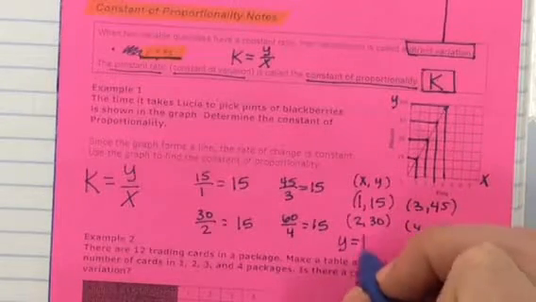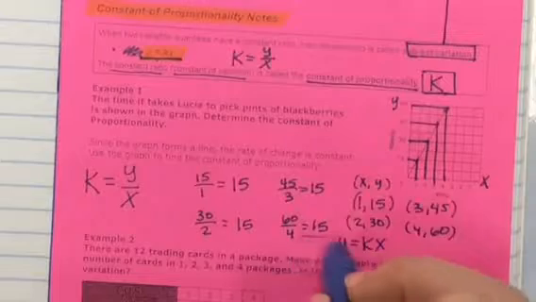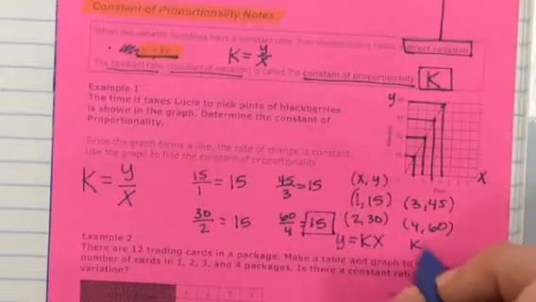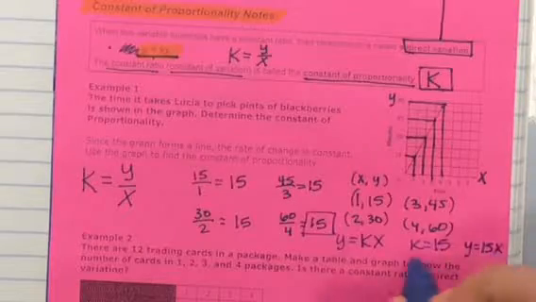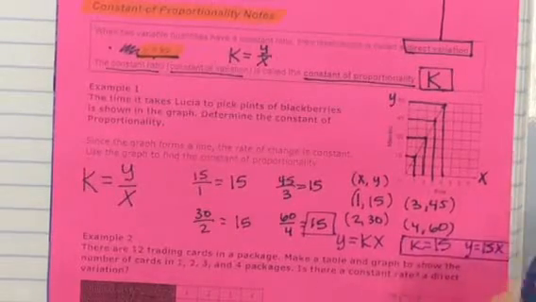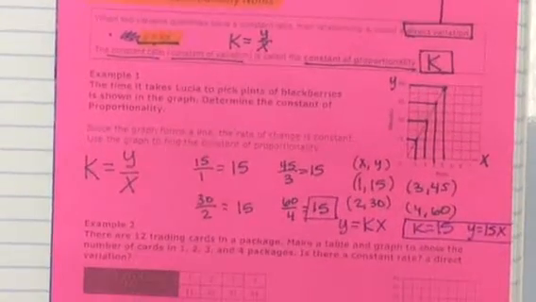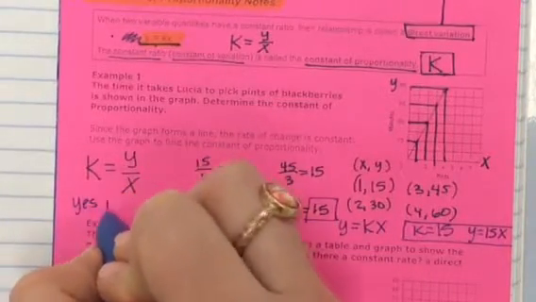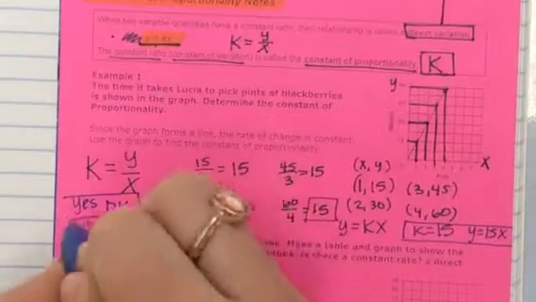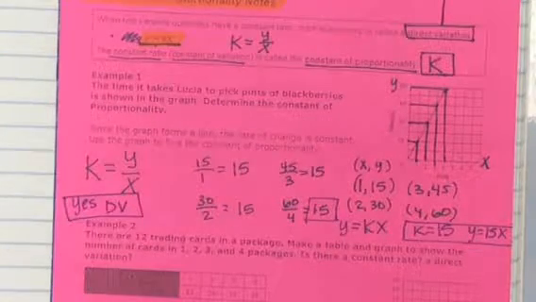y equals kx. We know what k is. K is 15. So k equals 15, and y equals 15x. Ran out of space there. And somewhere you need to put, yes, direct variation. We can just put DV. That's good. Okay, example 2, Mr. Browse.